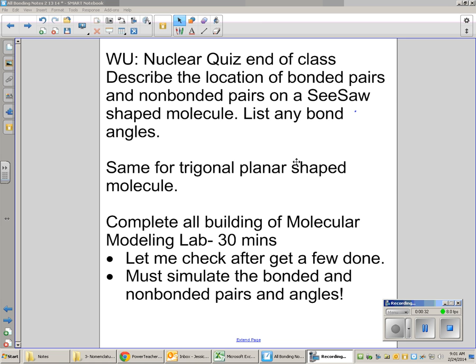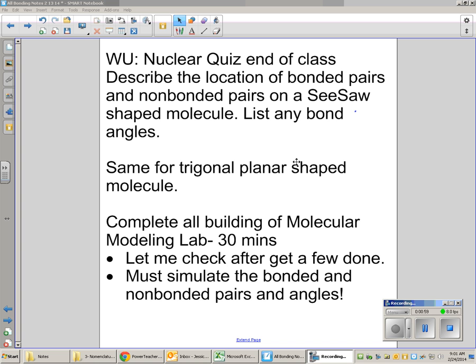I can guarantee it. Okay, for the seesaw shape, visualize what it is and tell me with your location words where the bonded parts are and where the non-bonded parts are. So 4 ligands and a lone pair, but where? 2 going this way and 2 going the other way. Okay, stand it up straight. Stand up straight in your head and tell me where these are.